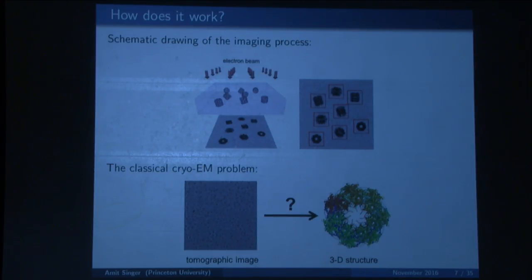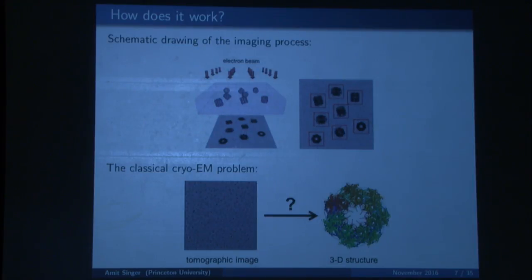So you assume that these are the same molecule in different positions? Right, so that's why I put here the word classical. For classical, it means that I first assume that all molecules have exactly the same identical structure. They only differ by their orientation and position within the ice layer.